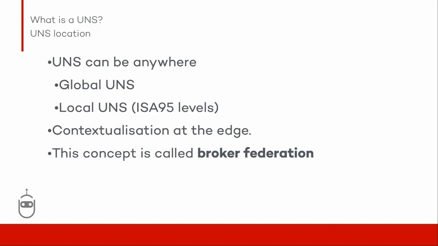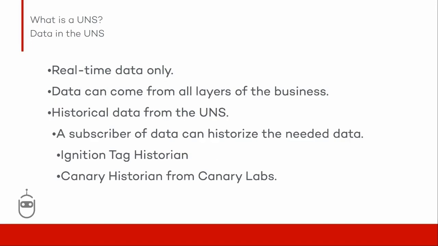The concept of having these local UNSs spread out is called broker federation. I'd like to talk a bit about what type of data we have in the UNS. In the UNS, we only have real-time data. We don't have any historical information directly in the UNS. But if you have queries that aggregate data from the database, like the average over the last day, and you query that all the time, then that average could actually be just a signal, and you could publish that to the UNS so everybody could see this is the average over the last day, because that is then real-time data. So you can create these historical data aggregations and publish those into the UNS as well.